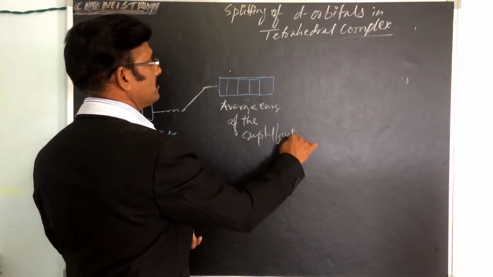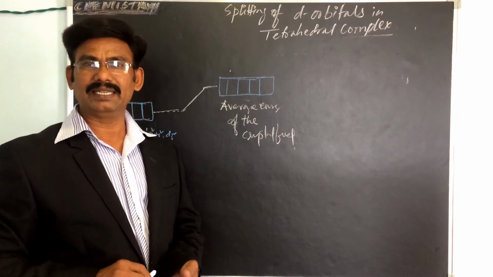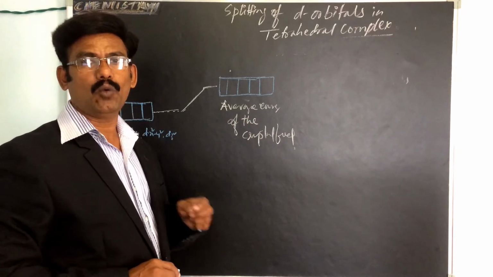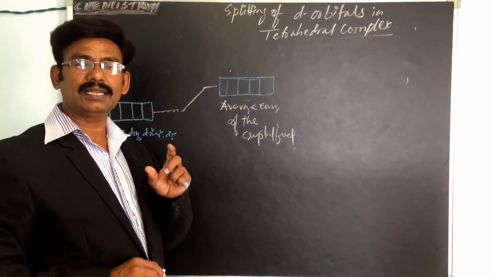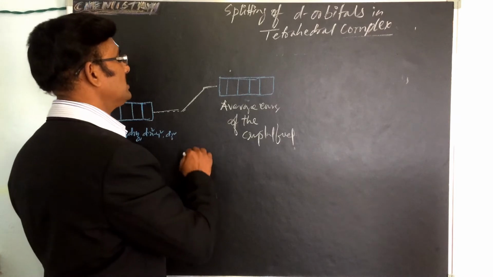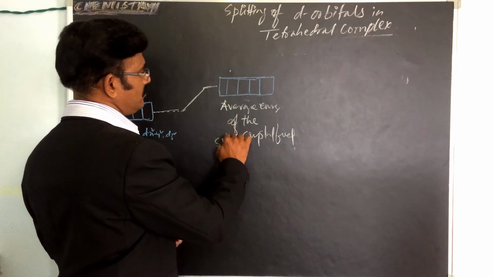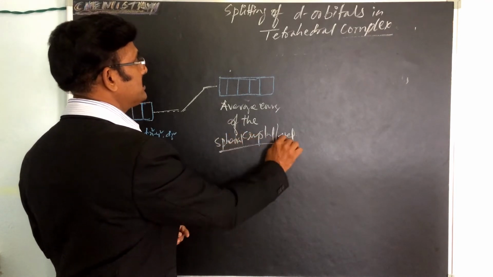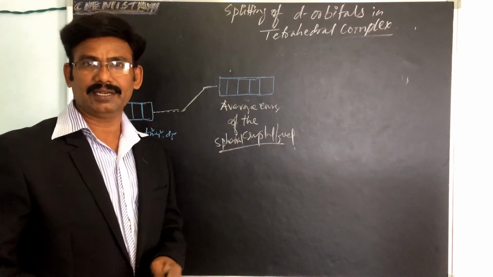Crystal field splitting. What is crystal field splitting? The d orbitals in a spherical crystal field. We can say spherical crystal field, so far, average energy.